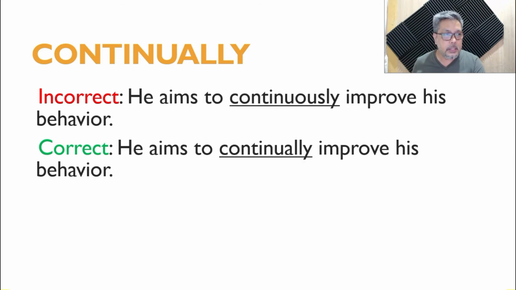Let's have another sentence for continually. He aims to continuously improve his behavior. Again, the use there is incorrect because you're talking about something that, of course, has to be intermittent. It can't happen continuously that someone is actually improving his behavior nonstop, right? So the correct word there is continually. He aims to continually improve his behavior.